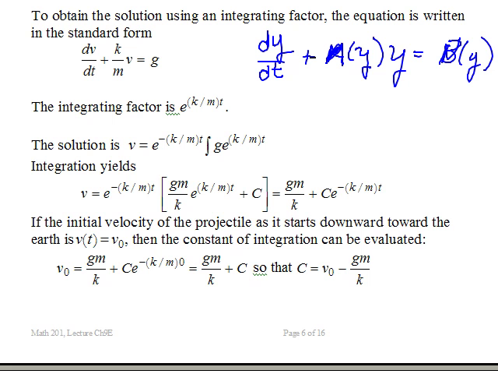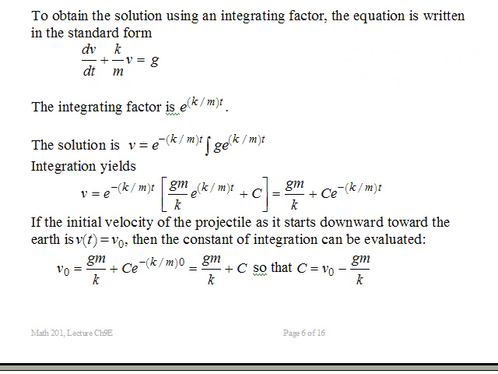Okay, so here's the standard form. I want the first derivative by itself. I did that. Then I want the function right here, multiplied by something that only depends on the function. Well, a constant works well. That's fine. And on the left-hand side, all right, made a total mess of this. Let me start that over. Here is the standard form for the differential equation when you're going to use an integrating factor.